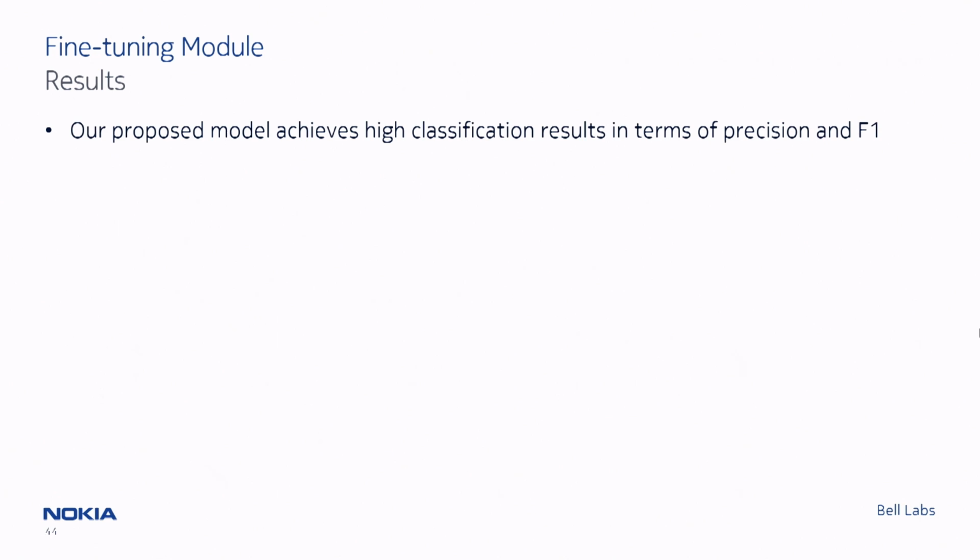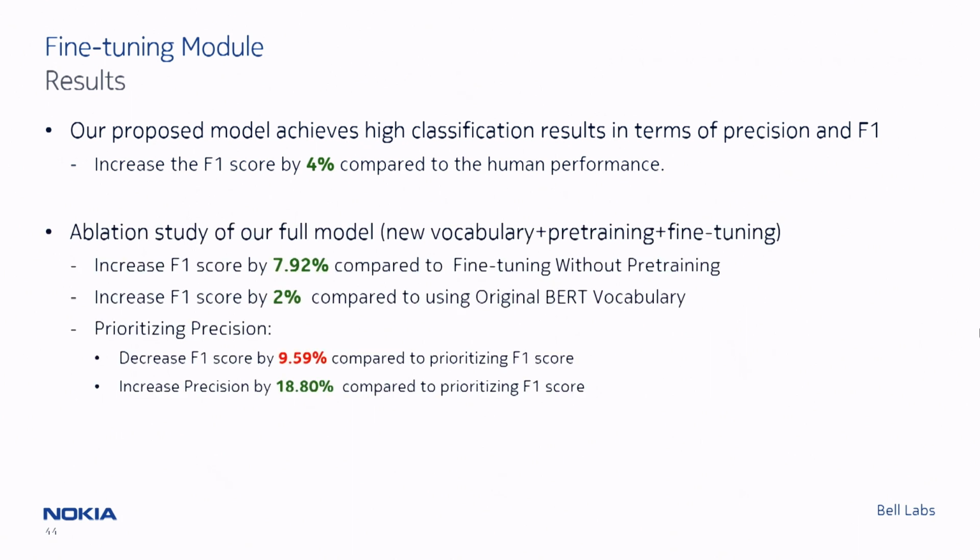For the results, our proposed method achieves high classification results in terms of precision and F1. We have an increase of F1 score by 4% compared to the human performance. In terms of ablation study of our full model, which is composed of the new vocabulary, pre-training, and the fine-tuning, we have an increase of F1 score by almost 8% compared to the fine-tuning without the pre-training. We have an increase of F1 score by 2% compared to using the original BERT vocabulary instead of our new vocabulary.